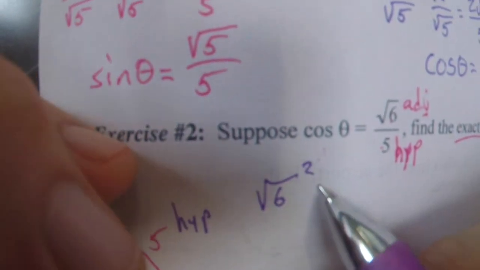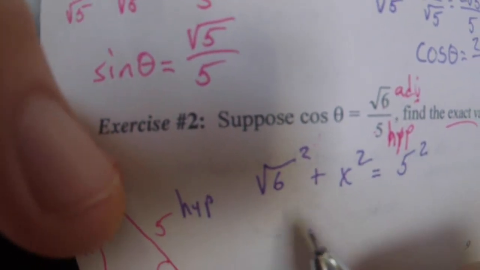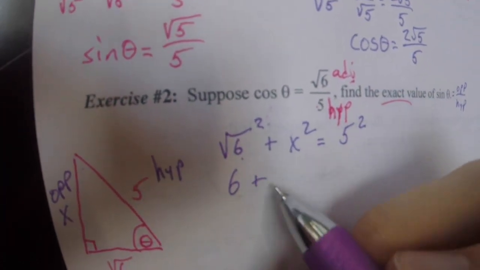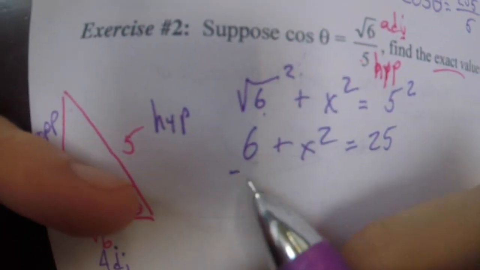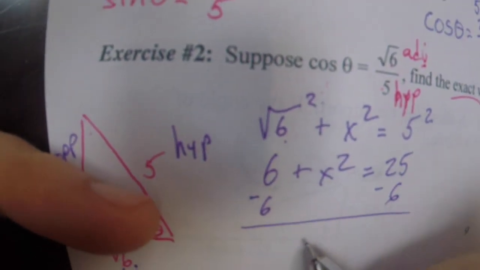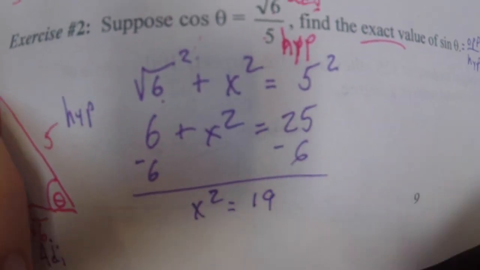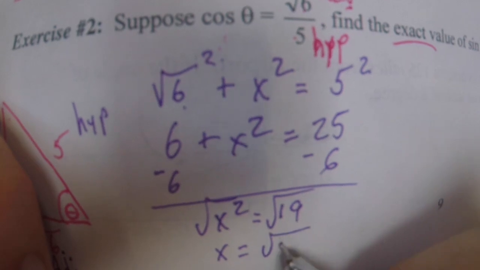Radical 6 squared plus x squared equals 5 squared. A squared plus b squared equals c squared. Radical 6 squared is just 6. 5 squared is 25. Minus 6 minus 6. I get x squared equals 25 minus 6 is 19. And then when I take the square root of both sides, I get x equals radical 19.